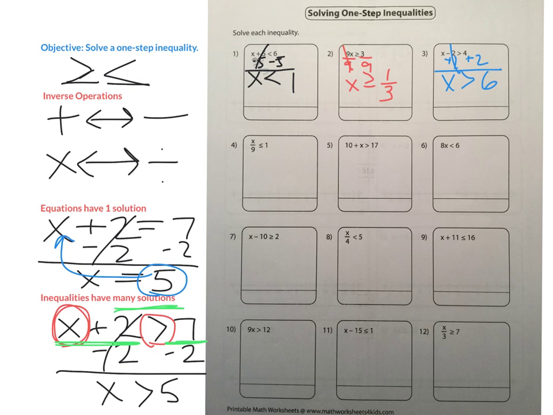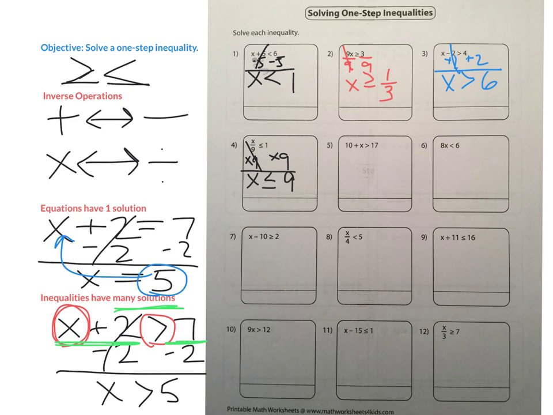Okay, moving down to number 4. This is using division. So again, the inverse would be to multiply. So you're going to do times 9 and times 9 on both sides of the inequality. Dividing by 9 and multiplying by 9 cancel each other out, because they kind of undo each other, because they're inverses. Bring down your sign.